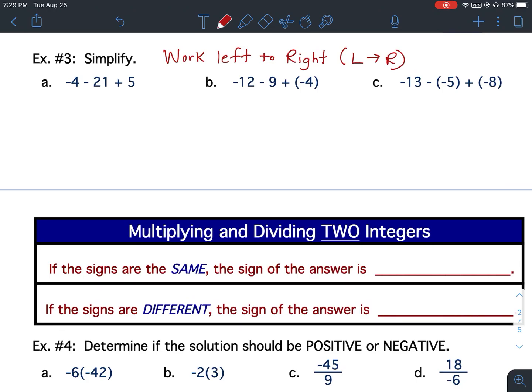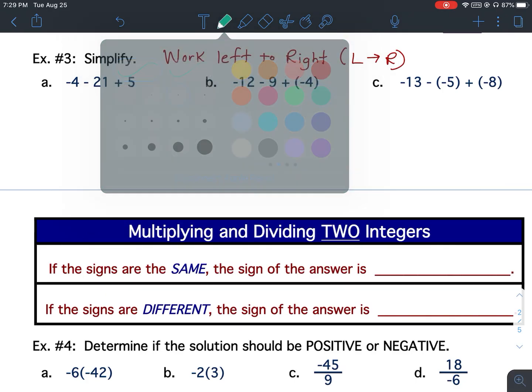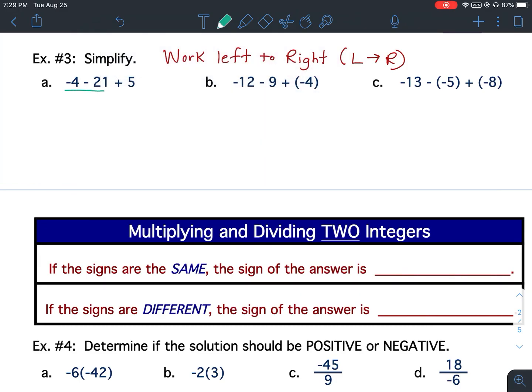So looking at A, let's start with these first 2 digits right here. Before we do anything, do you see any double negatives? In A, I'm looking for double negatives. I don't see any, so I'm going to go to the first 2 digits, -4 and -21. Those signs are the same, they're both negative. Since they're the same, we're going to add those 2 numbers together and keep the sign. So 4 plus 21 is 25, and we're going to keep the negative.